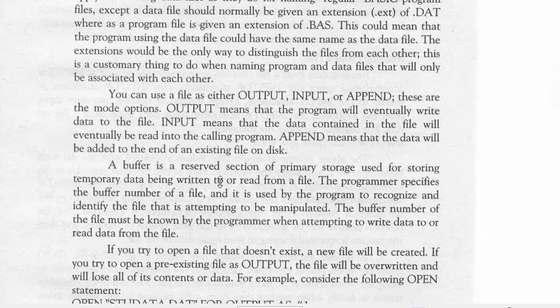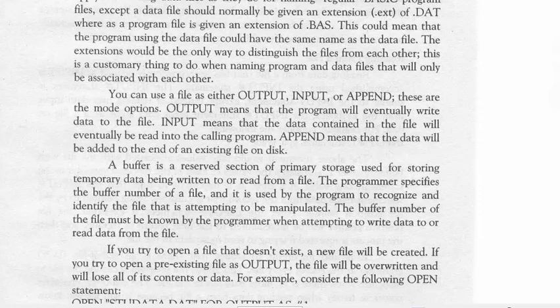A buffer is a reserved section of primary storage used for storing temporary data being written to or read from a file. The programmer specifies the buffer number of a file, and it is used by the program to recognize and identify the file that is attempting to be manipulated. The buffer number of the file must be known by the programmer when attempting to write data to or read data from the file.